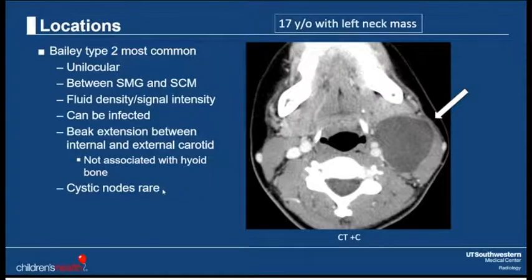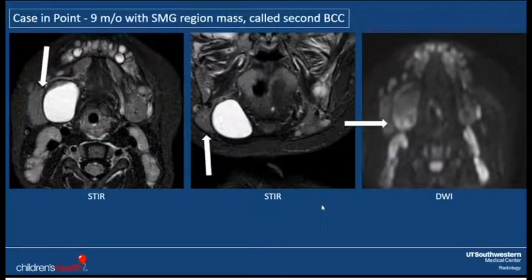Cystic nodes are quite rare, although they can be included in the differential diagnosis, but are not common in children. Here's a 17-year-old with a left neck mass, which shows a large cyst between the submandibular gland and the sternocleidomastoid, and you get an idea that it's almost extending through the space between the external and internal carotid artery. This is kind of just a case in point as far as stressing location.